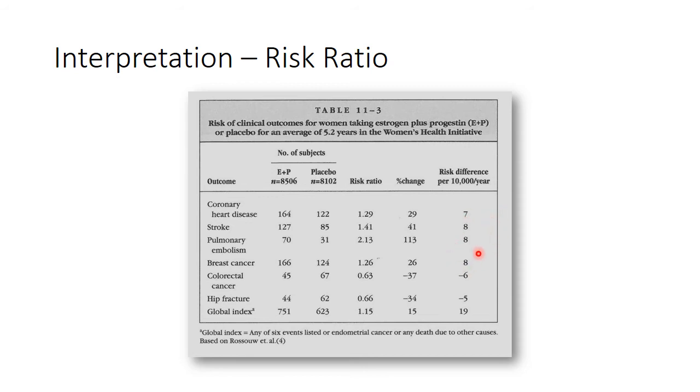Versus some things you might actually have protective effects. So here you see colorectal cancer or hip fracture, and a lot of these make physiologic sense, based on what we know from physiology and what we'll learn later on in pharmacology. But just looking at a global index, so total number of outcomes, you can see here a pretty large increase in the total number of outcomes that would occur there per 10,000 women per year.